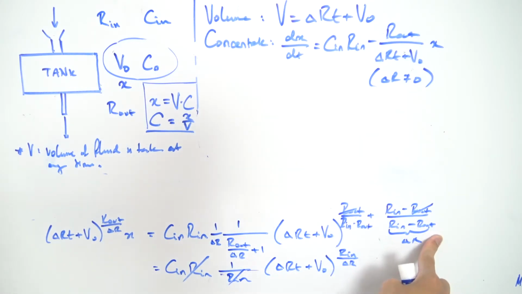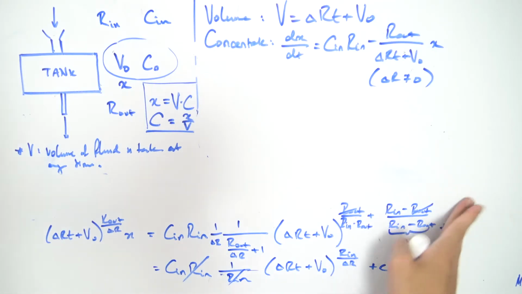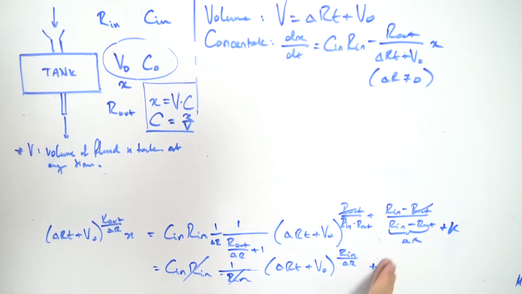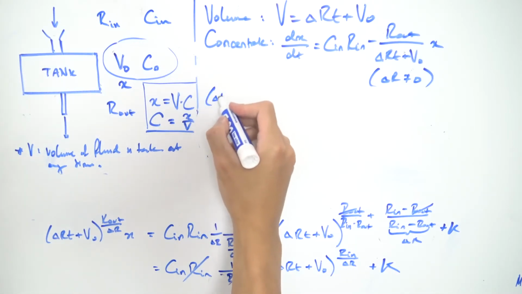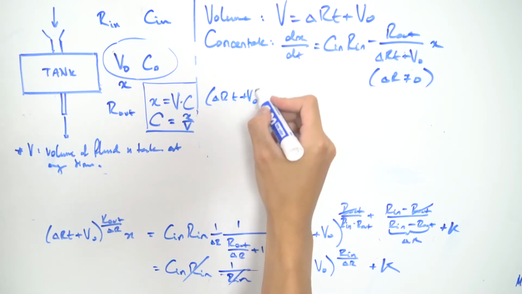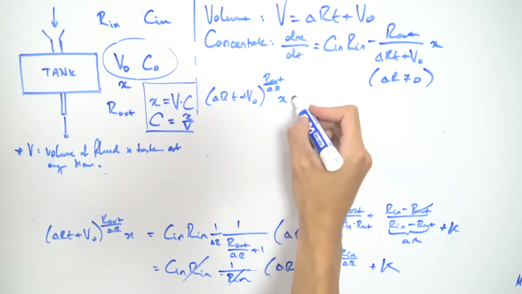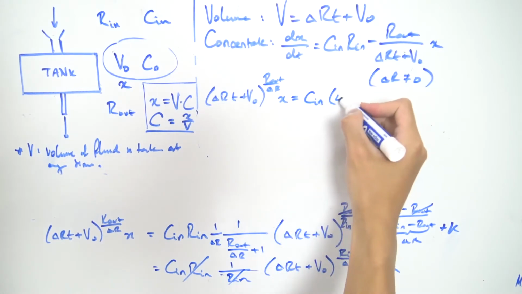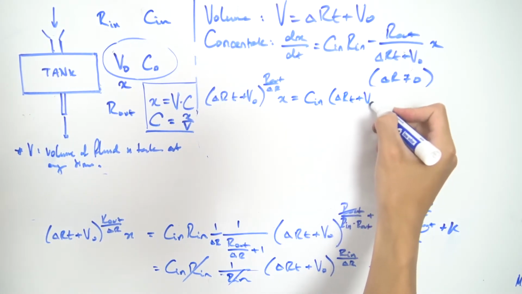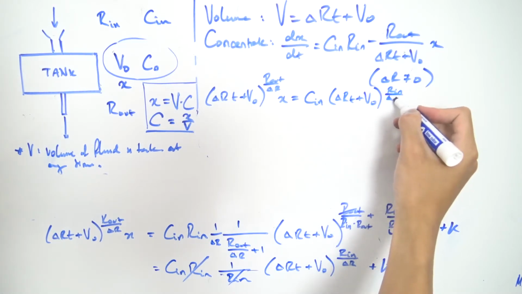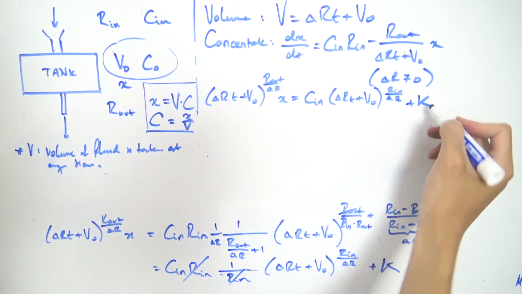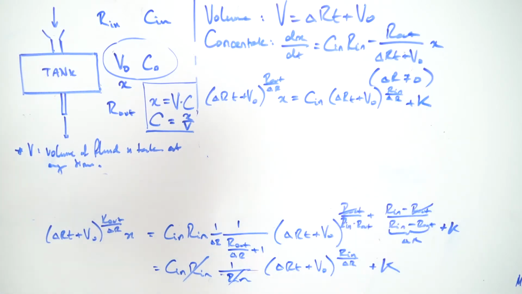And in fact, I forgot the constant of integration over here after we integrated this thing, so that's pretty important. Let's add that in before we forget. And I should probably call that something like K, so we don't get mixed up with the concentration C. So now we are left with delta RT plus V naught raised to the R out over delta R times X is equal to Cn delta RT plus V naught to the power of R in over delta R plus some constant K.